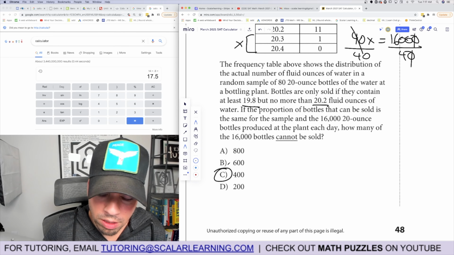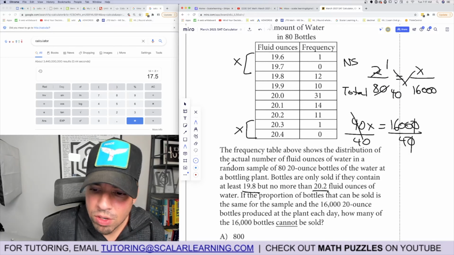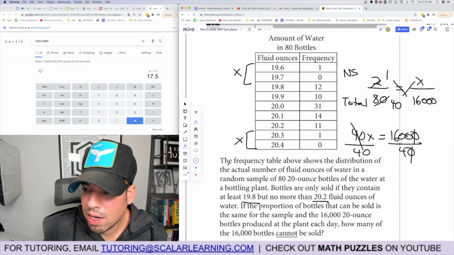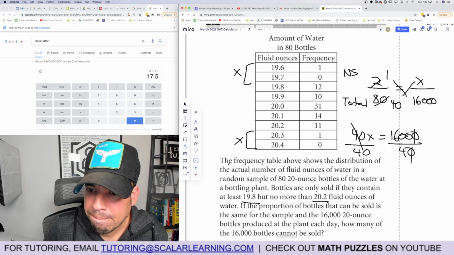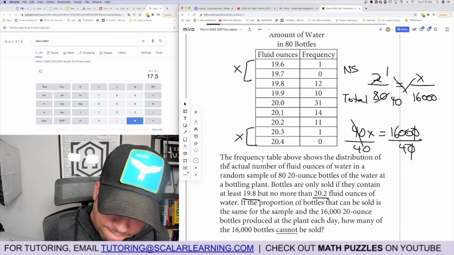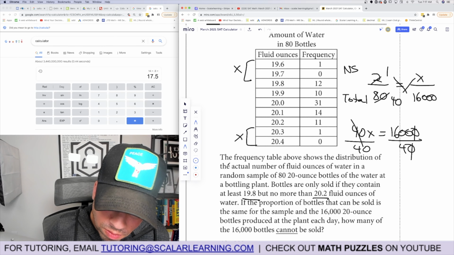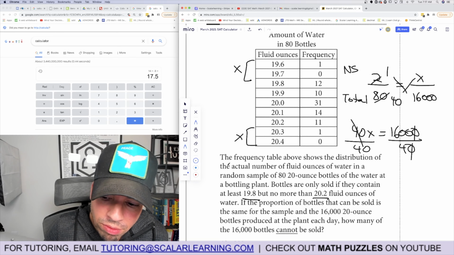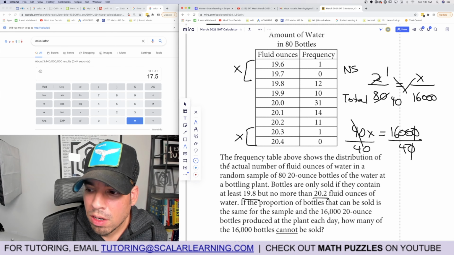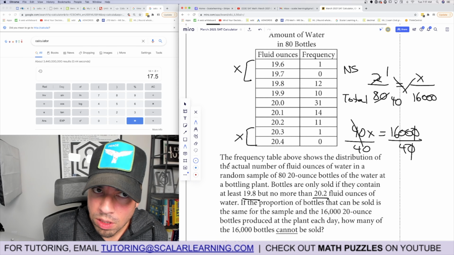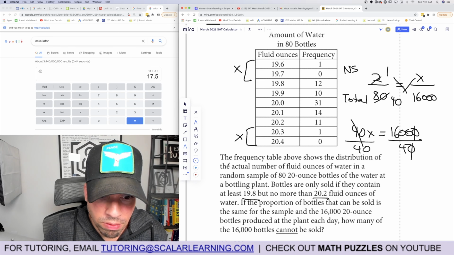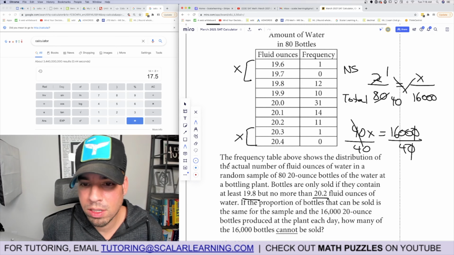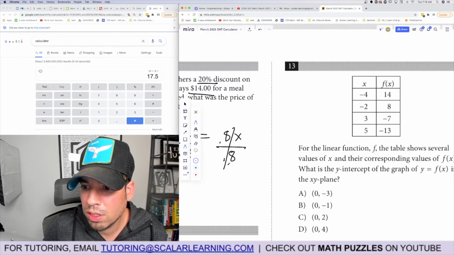Now let's do a gut check. Does that make sense? If I do 400 bottles, it's 1 out of every 40. So 4 out of every 160, 40 out of 1,600, 400 out of 16,000. Gut check complete, we're good. 13.